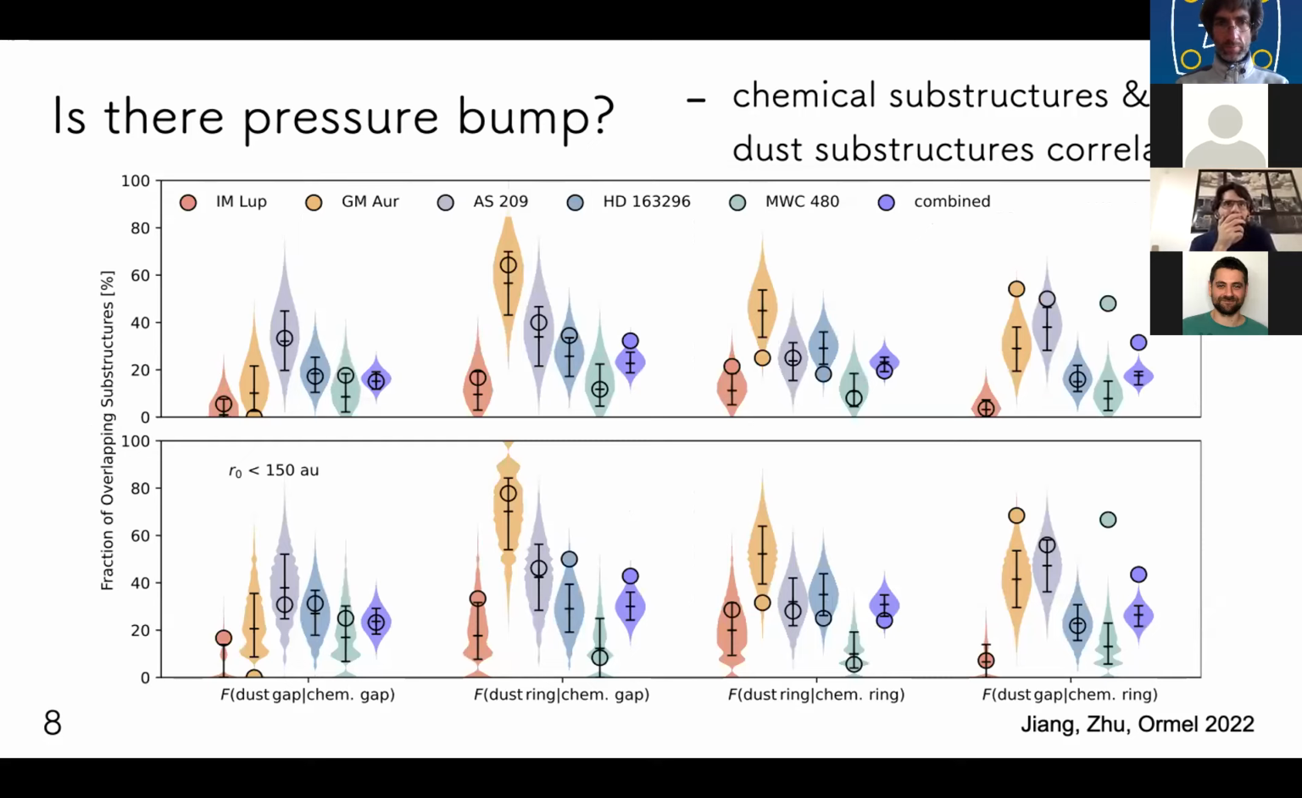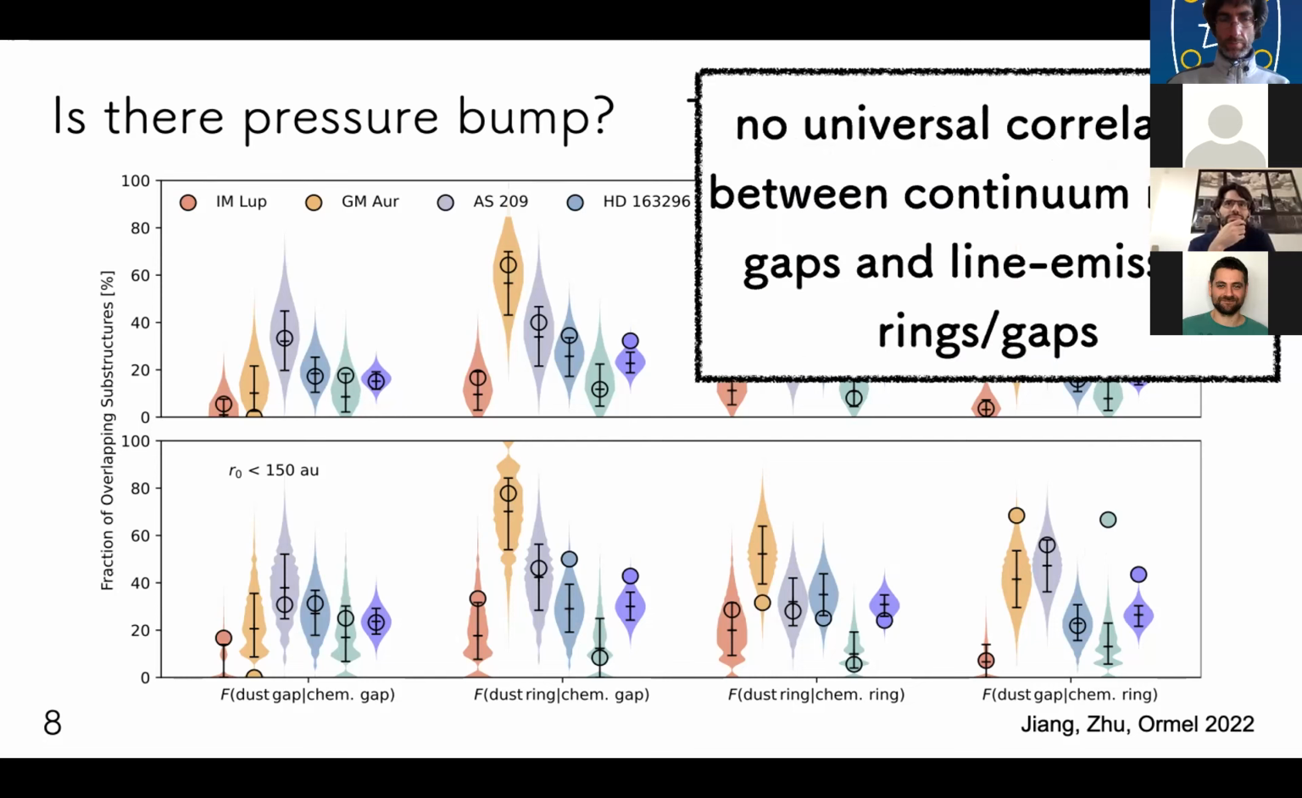So the y-axis is the fraction at which the chemical substructures coincide with the dust substructures, and the violin plot shows the probability distribution function. So you can imagine that at each violin plot, you have the highest probability to get such an overlap fraction. And you can say this observed overlapping fraction is perfectly fit with a random distribution. So indeed, we have some outliers here and here, but in general, we do not see a universal correlation between the continuum rings and gaps and the line emission rings and gaps.